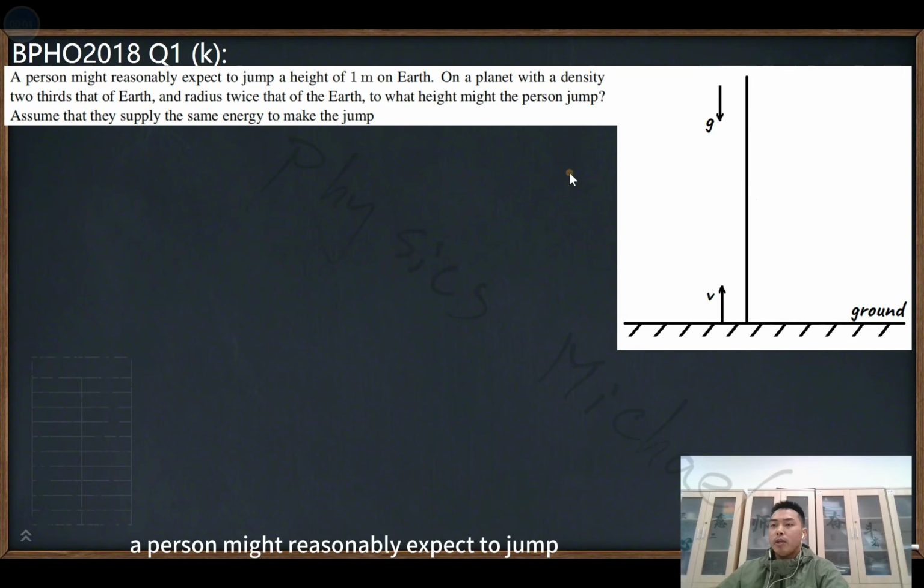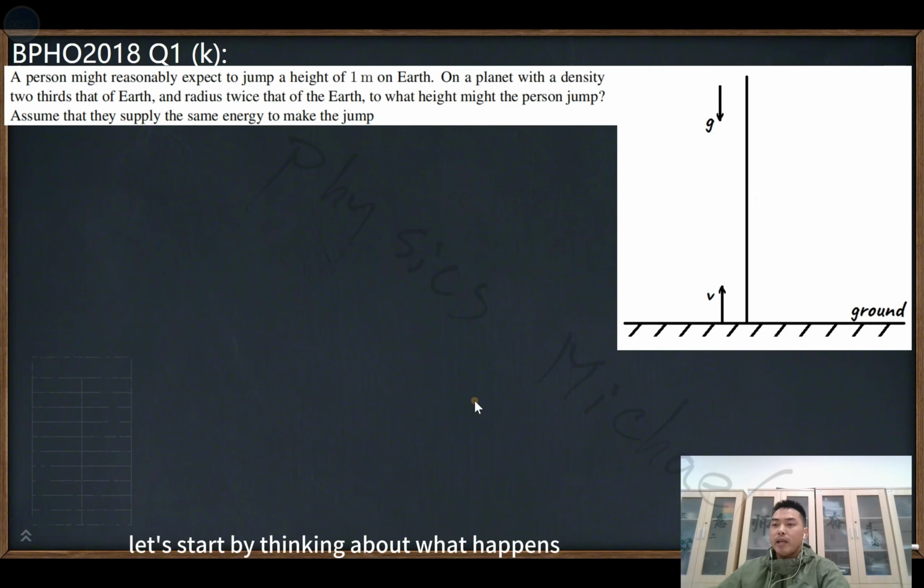A person might reasonably expect to jump a height of 1 meter on Earth. On a planet with a density 2/3 that of Earth, and a radius twice that of the Earth, to what height might the person jump? Assume that they supply the same energy to make the jump.